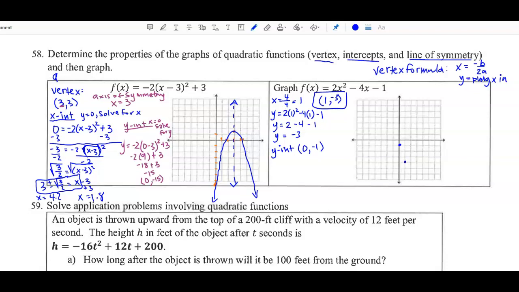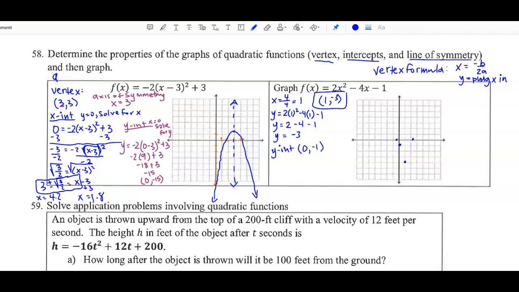All right, so there's my vertex, and so then I can see the shape of this and how it's going. I know it's a right side up parabola because it's positive, so I can tell the shape of it's going to be something like this. But like I said, you'll have to use the quadratic formula or something to figure out where it's actually going to cross the x-axis, which will probably be about here and here, but you will need to find those.